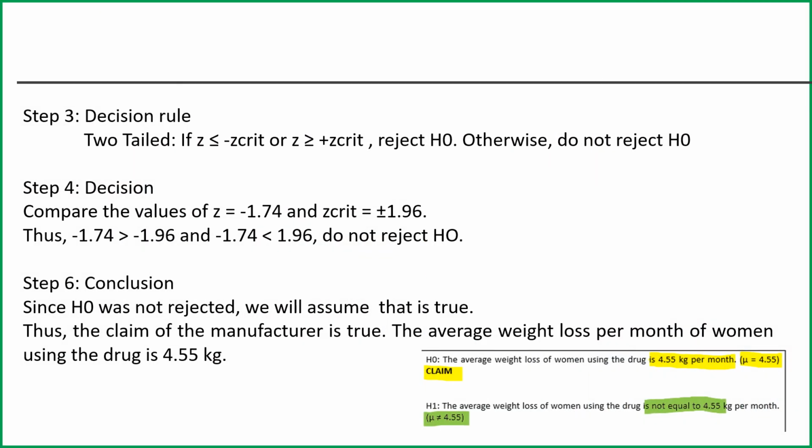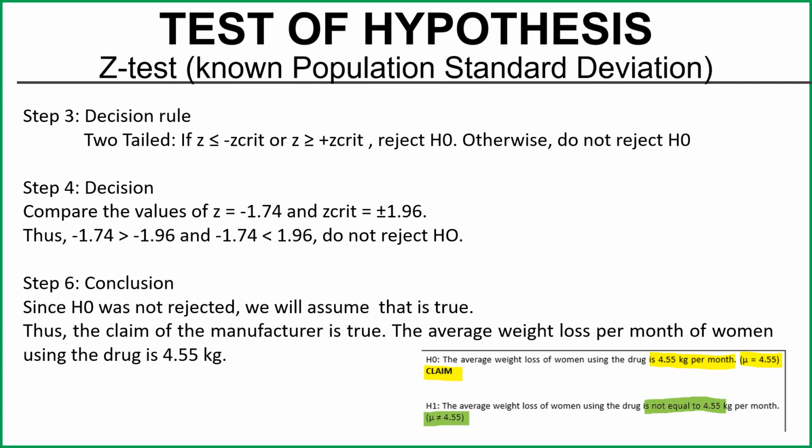So for our step 3, step 3 is just the decision rule, no? We will only be rewriting this decision rule since our type of test is two-tailed. So the decision rule is if z or the z computed value is less than or equal to the negative z critical value, or we have two decision rules pala in two-tailed, or z is greater than or equal to the positive z critical value. If that condition is satisfied, then we will reject the null hypothesis. Otherwise, we will not reject the null.